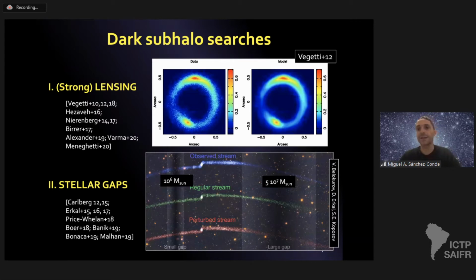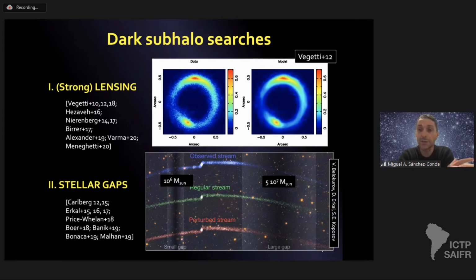In this case, you look for flux anomalies in the lensing image, and by studying these tiny flux anomalies, you are able to reconstruct or infer the existence of subhalos in the object that is acting as the lens. This technique was pioneered more than a decade ago by Simona Vegetti and others, and I also leave a few other references there.